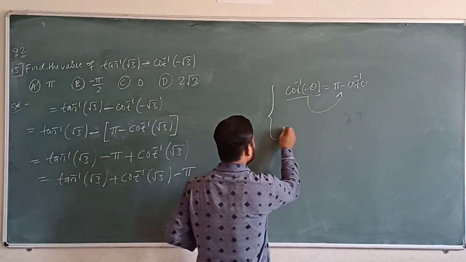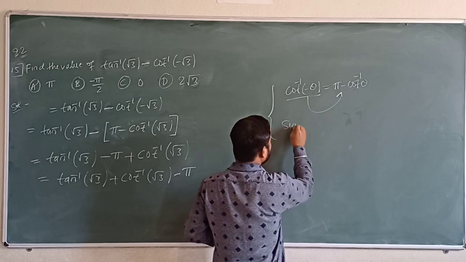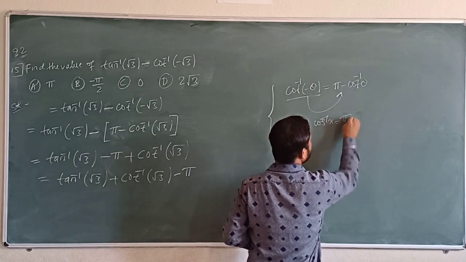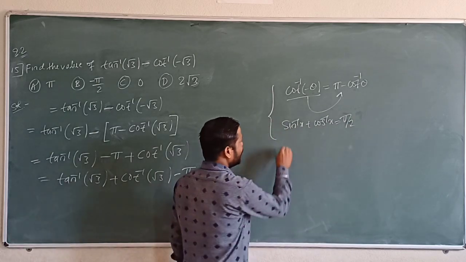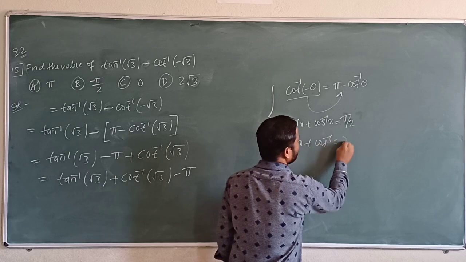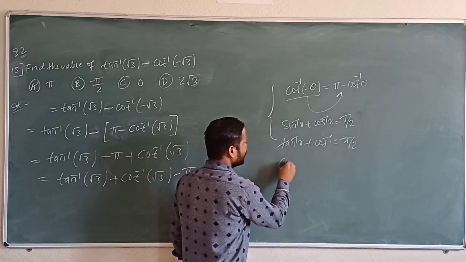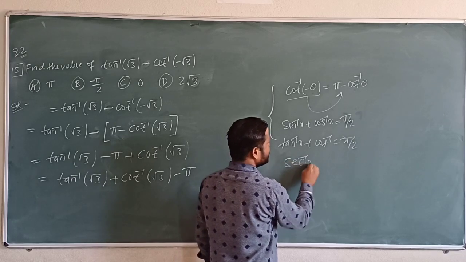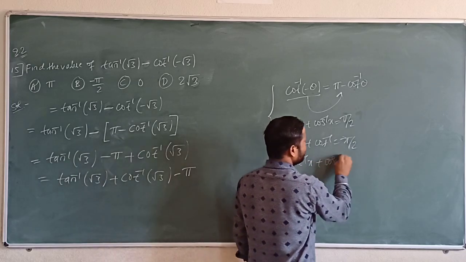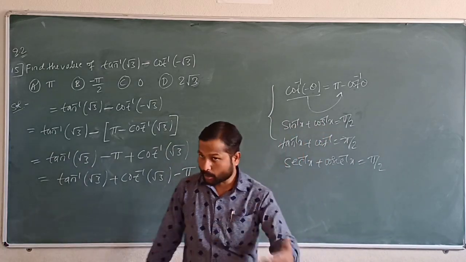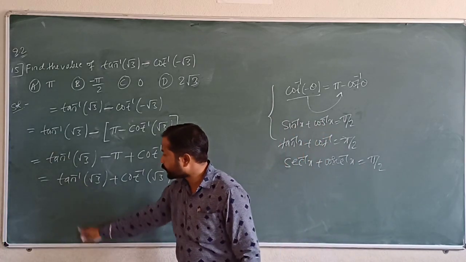Again, the other property: sin inverse x plus cos inverse x, which we derived. What is the answer? Pi by 2. Tan inverse x plus cot inverse x, the answer is pi by 2. Next, secant inverse x plus cosec inverse x, the property is also pi by 2. There is no need to simplify the problem a lot.